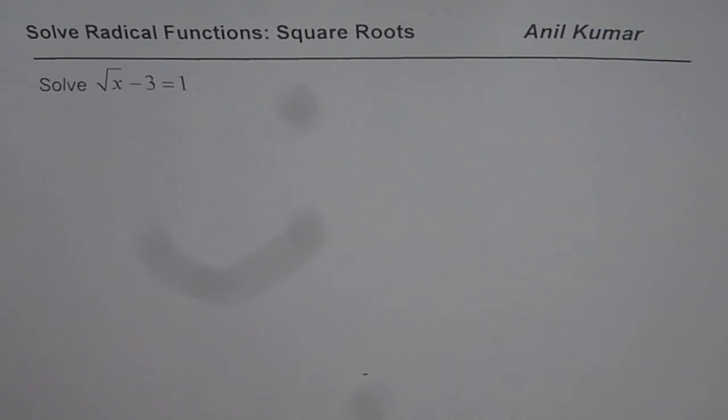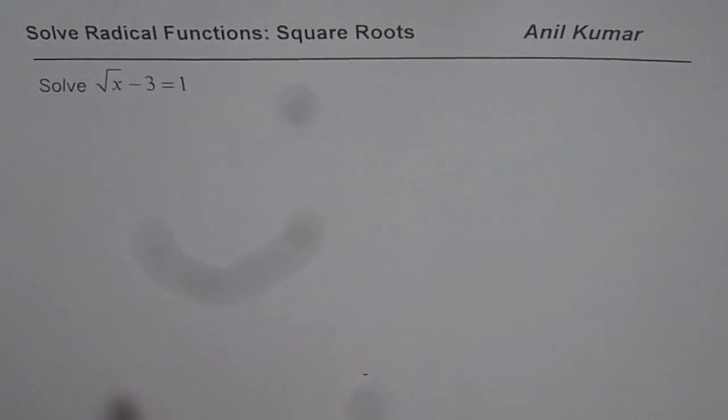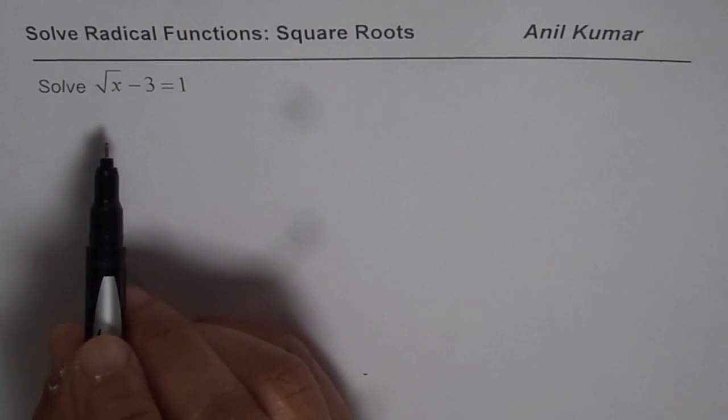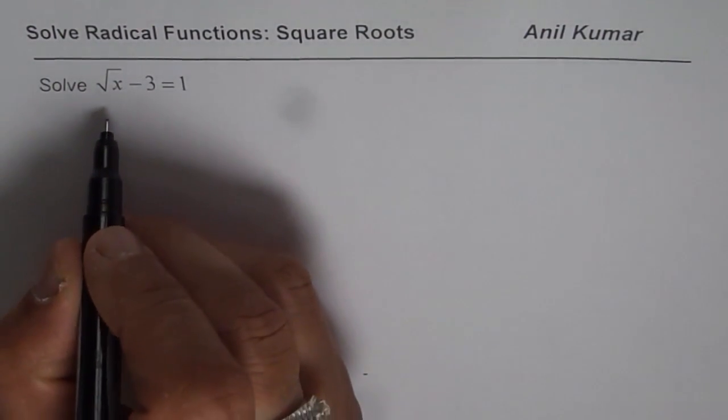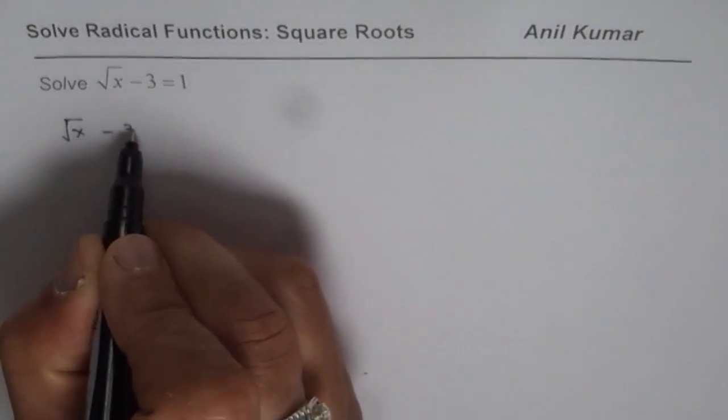I've written one question here, which is: solve square root of x minus 3 equals 1. Now the strategy here is to isolate the square root part. So let me rewrite this question first. We have square root of x minus 3 equals 1. Isolate means taking 3 to the other side. So we get square root of x equals 1 plus 3, that is indeed 4. So we have square root of x equals 4.